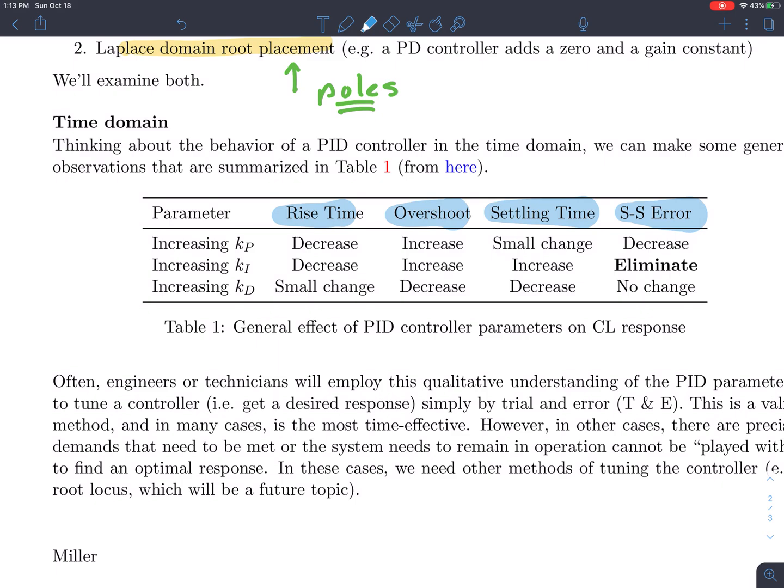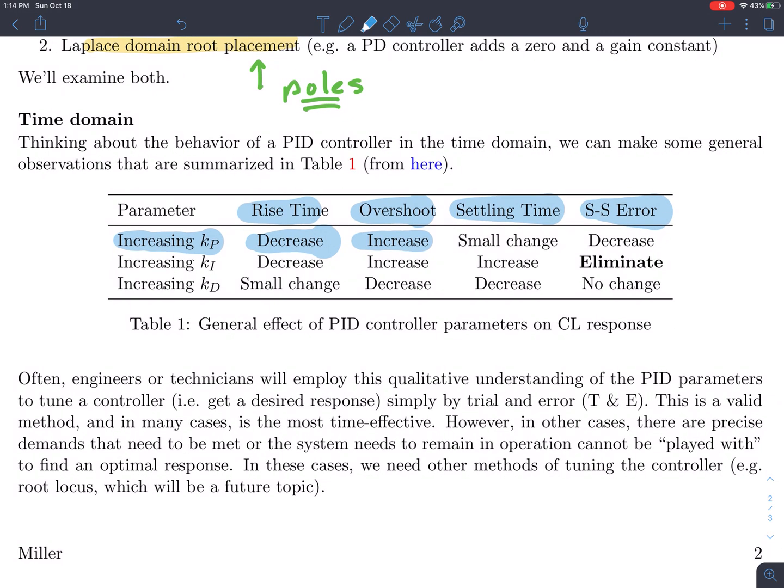Okay, so if we increase KP, you might think that makes sense, because increasing KP means you want to add gain to the error signal, so you're forcing the system to act more quickly. That would decrease the rise time. If it's responding faster, the rise time is smaller. But when you add more to the system like that, especially if a system has some dynamics and inertia, that's going to tend to increase the overshoot.